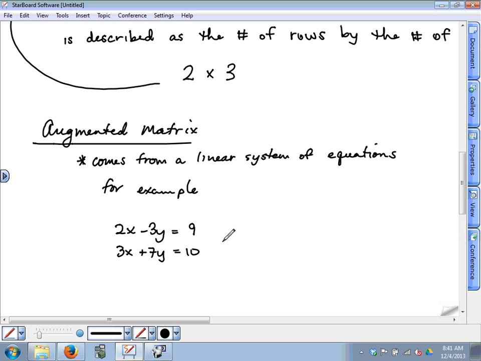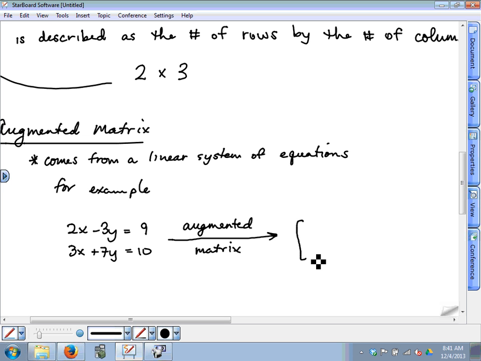Using the linear system of equations, you can form what's called the augmented matrix. I have a question. If you have two equations, are they related? And you use the coefficients of the variables and the constant after the equal signs to make the matrix. And it has to be in the same order. Row 1 is going to be equation 1. It's going to be a 2, and then a negative 3, and then a 9. That's row 1. Row 2 is going to be your second equation. 3, 7, and 10. This is what's referred to as an augmented matrix.